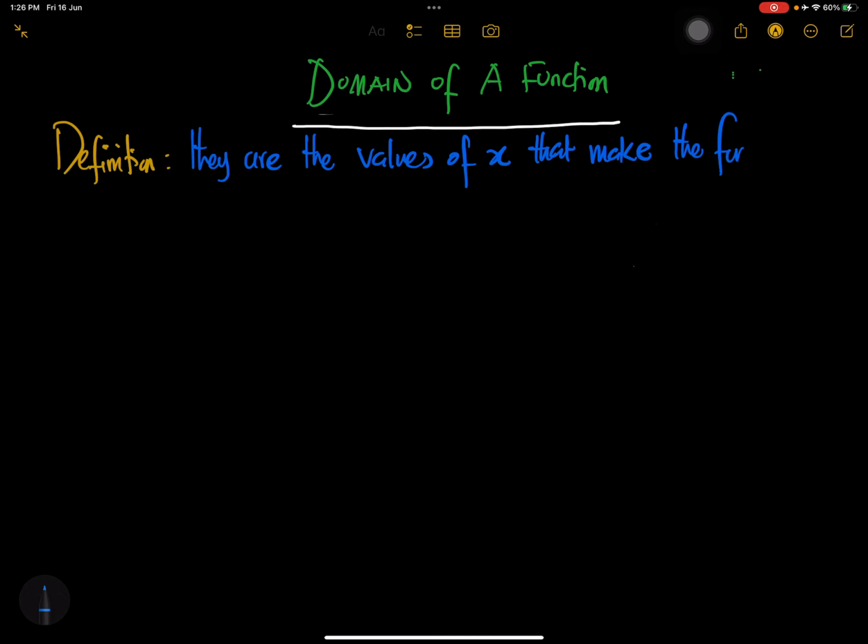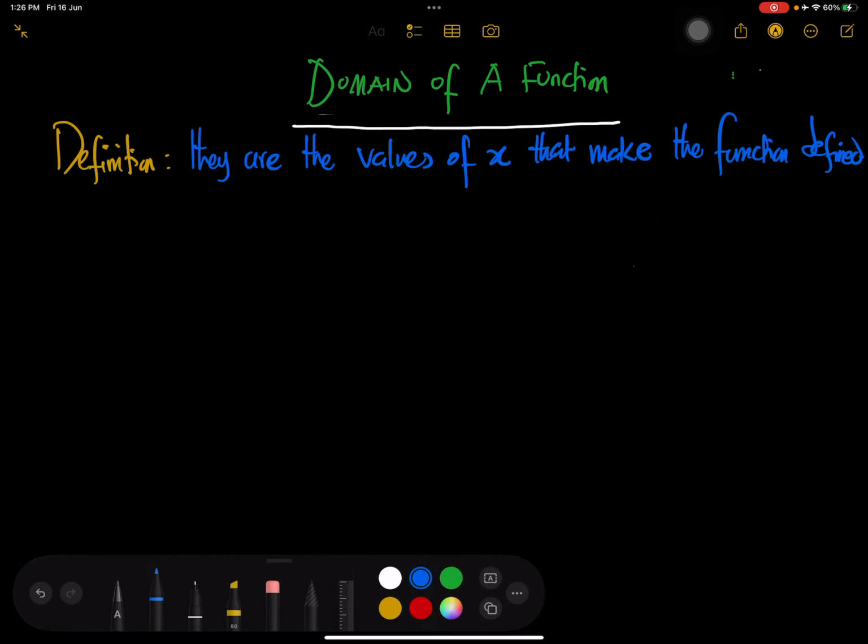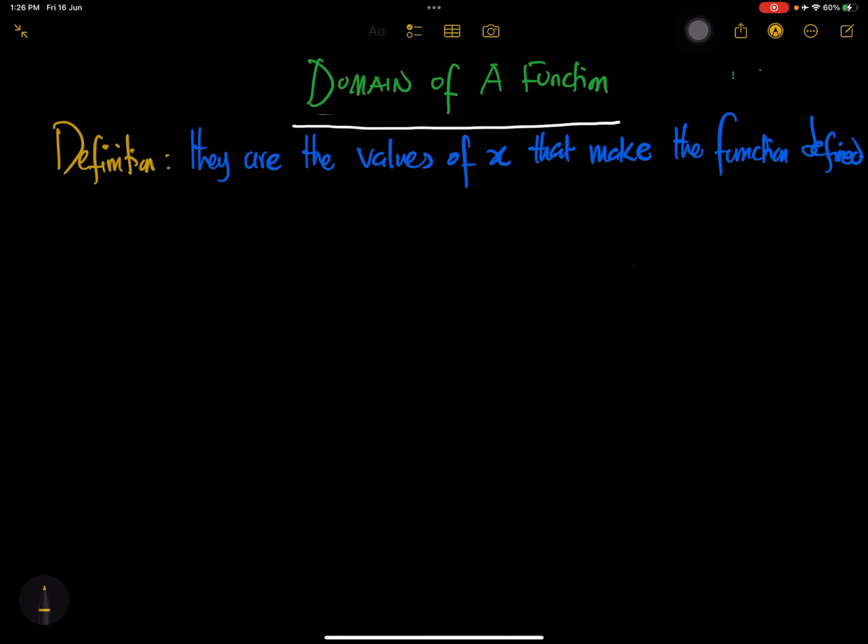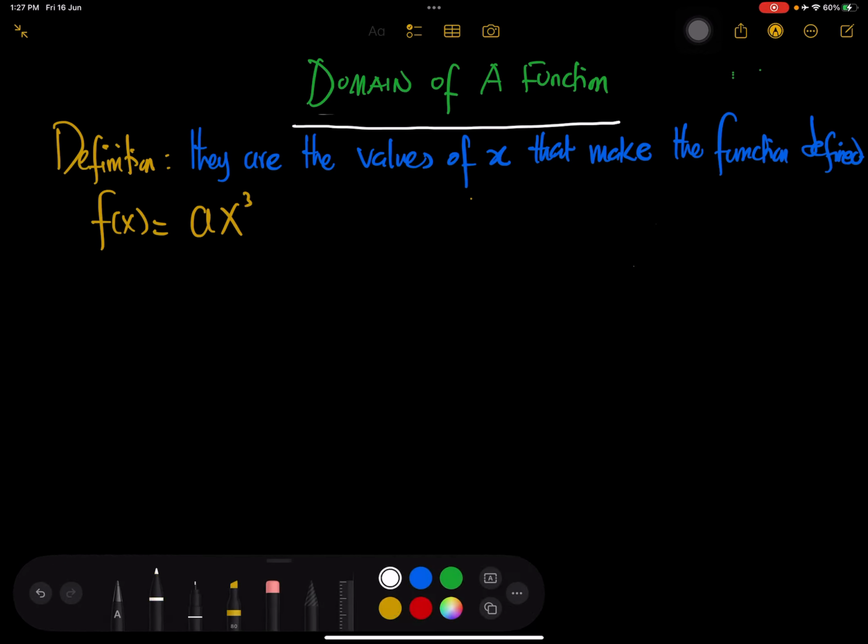They make the function defined. So any value of x that makes a function defined is the domain of the function. So for example, let's take a look at something like this. You have a function ax to the power of 3. Who can tell us what type of function this is?